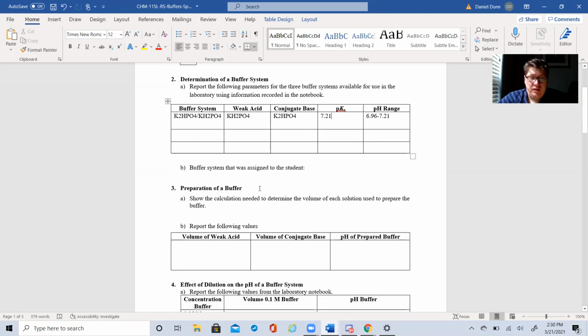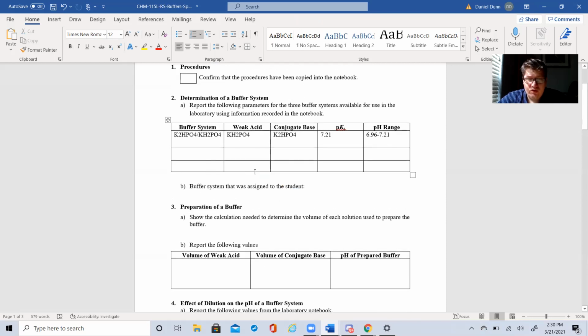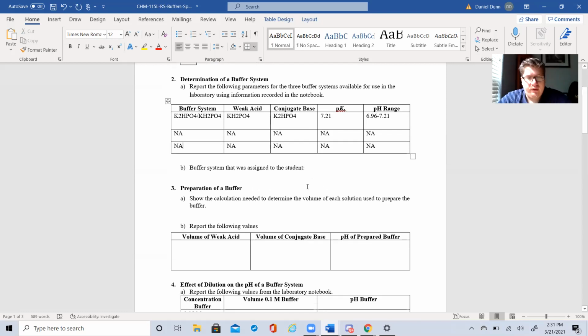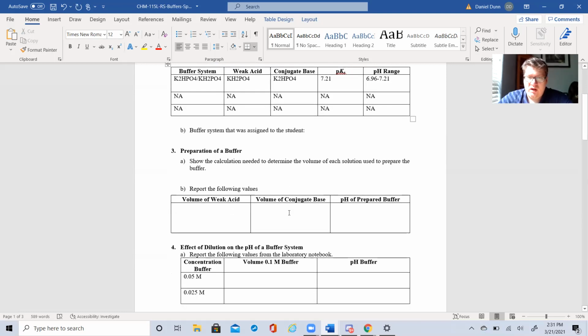So, next we talk about preparation of a buffer. I've got to put these things right here; you can delete those or just put an A for all of those because you're only doing one buffer system. When this lab is normally run, we would do multiple, but now we're only going to do one. Down here, preparation of a buffer: volume weak acid, volume conjugate base, pH of the prepared buffer. The pH of the prepared buffer is 6.96. That's the pH given, and we're going to find the volumes by using the Henderson-Hasselbalch equation.